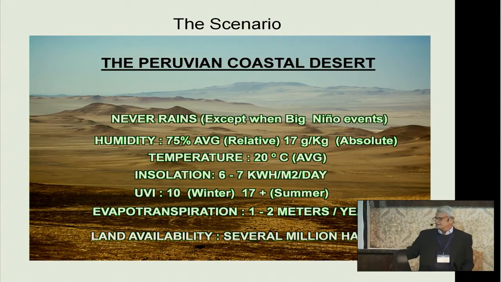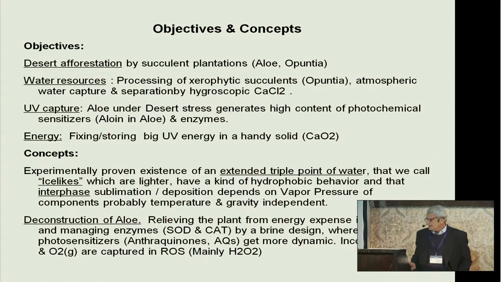UVI is 10 in winter, 17 in summer on the coast. In the highlands, it's much over that. It gets to 25. The evapotranspiration in the desert is very high, 1 to 2 meters per year. And the land availability in the desert, obviously, is millions of hectares.